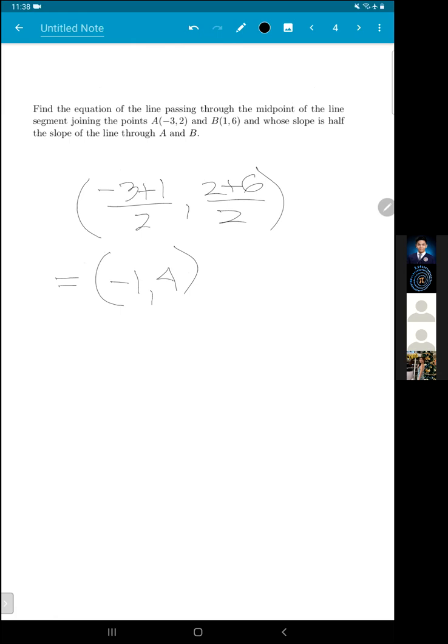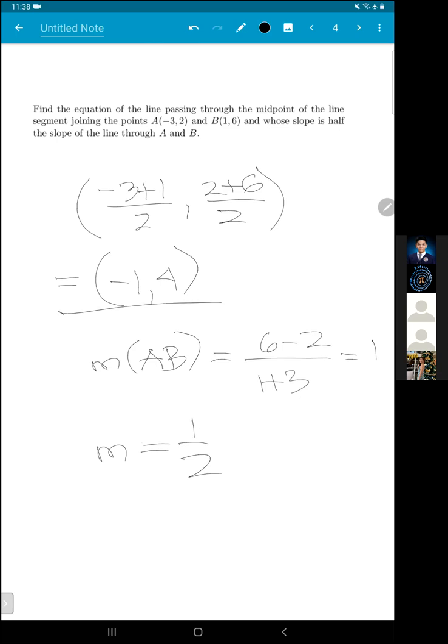Next, the slope of the line is half the slope through AB. So you get the slope of AB. That's 4 over 4, that's 1. So it's half that. So the slope of the line we're looking for is equal to 1/2. So you have a point, you have the slope. So point-slope form.